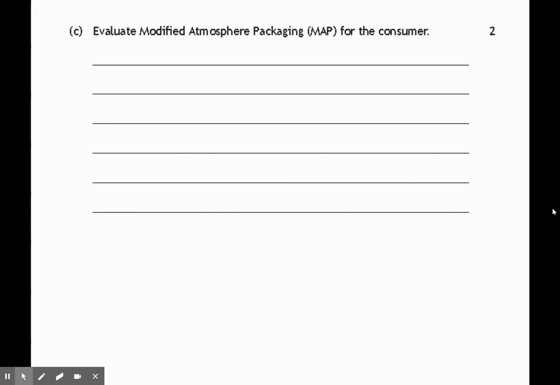The second thing I'm looking at is the mark allocation, and in this example, it is worth 2 marks. Therefore, I know I need to give 2 fact, opinion, consequences. The third thing is I always need to look and see what I'm referring to in my question. So this question is on modified atmosphere packaging, but what is it I'm linking back to in every question? And it is, in this case, the consumer.